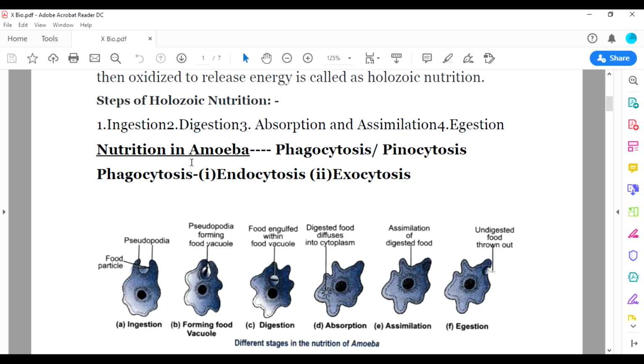Now what is the meaning of phagocytosis? Phago means eating, cytosis by the cell. Eating by the cell is called phagocytosis. When amoeba eats solid food, it is called phagocytosis. If amoeba eats a liquid droplet, then it is called pinocytosis. Pino means drinking, cytosis by the cell. So when amoeba drinks, the process is called pinocytosis. That's all about nutrition in amoeba.